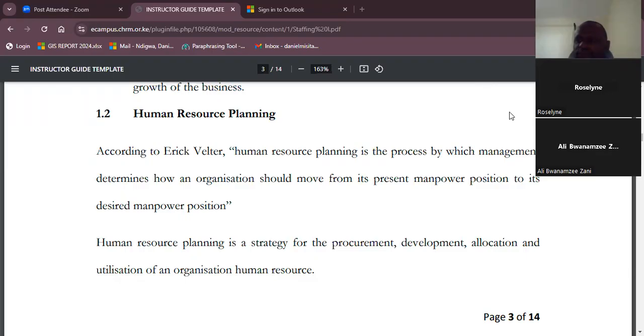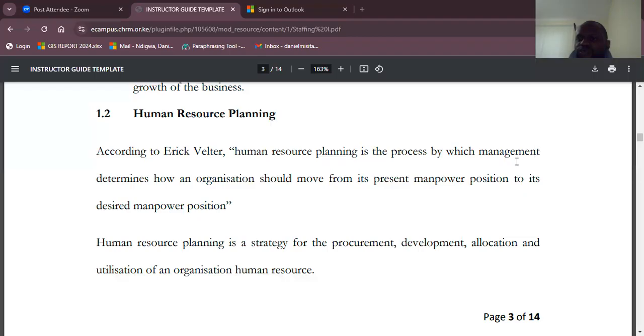the human capital is filled. In the event there is a position that is vacant, the work of the human resource is to be able to ensure that they bring the right people to the organization. But before they bring the right people, they must have planned for it. And that is why we talk about human resource planning.